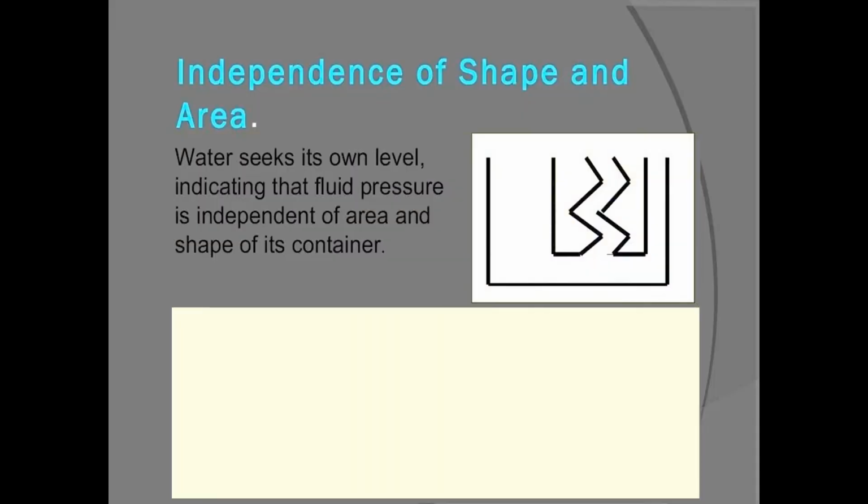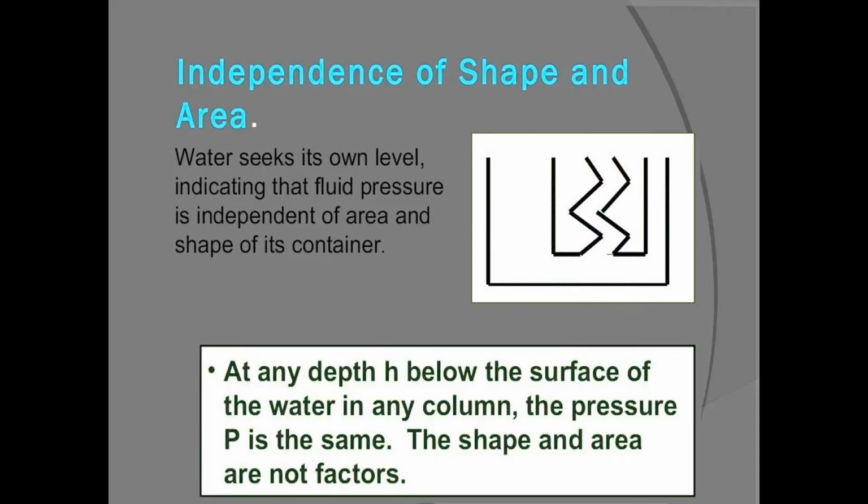So pressure is independent of shape and area. Water seeks its own level, indicating that fluid pressure is independent of the area and shape of its container. At any depth h below the surface of the water in any column, the pressure P is the same. The shape and the area are not the factors. Therefore, we always consider that h is a vertical dimension.